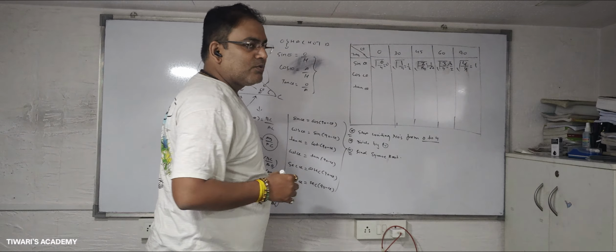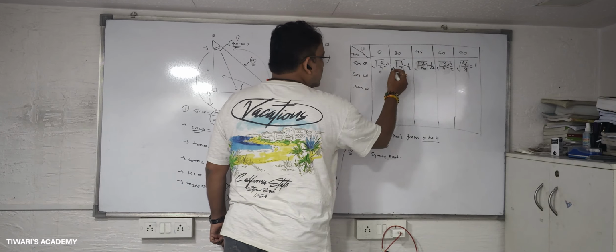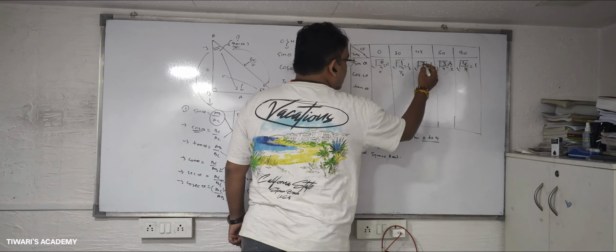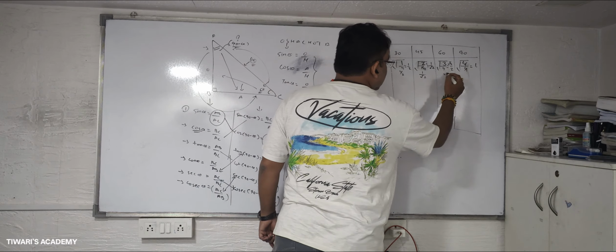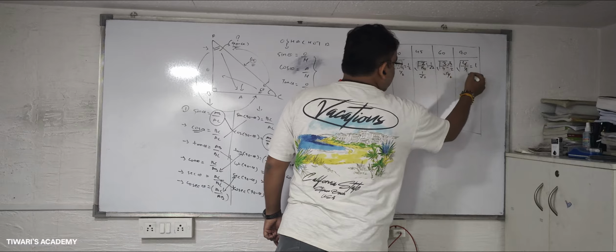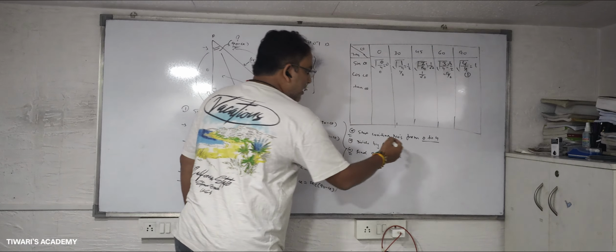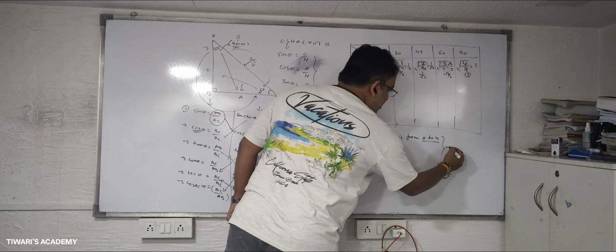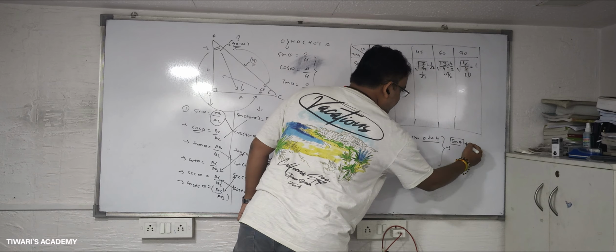So from this what did you get? Now we are getting standard values of sine theta. Sine 0 is 0, sine 30 is 1 by 2, sine 45 is 1 by root 2, sine 60 is root 3 by 2, and sine 90 is 1. So by using these three standard values, we got sine theta values.